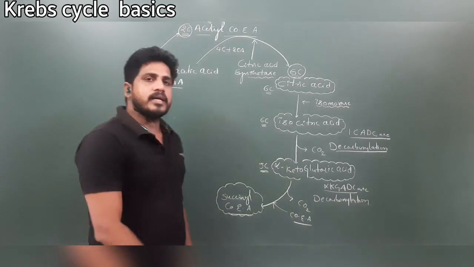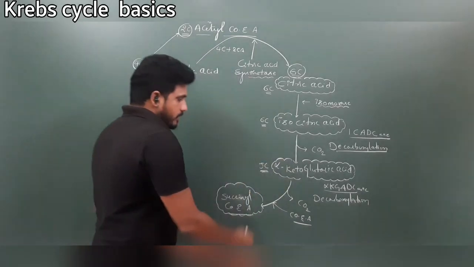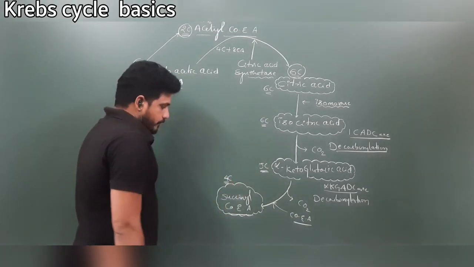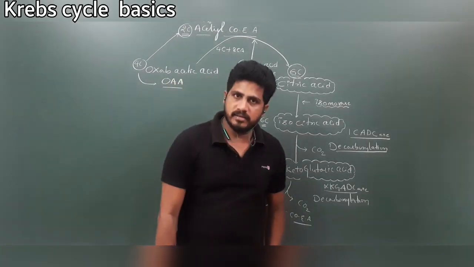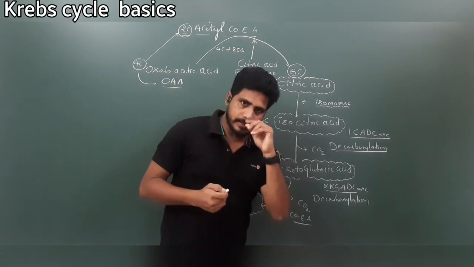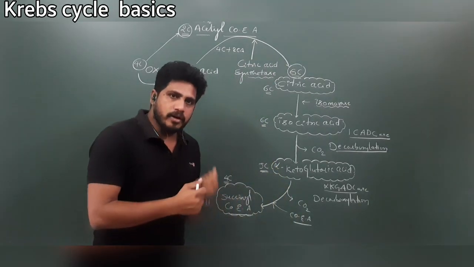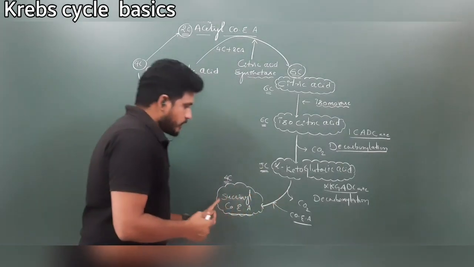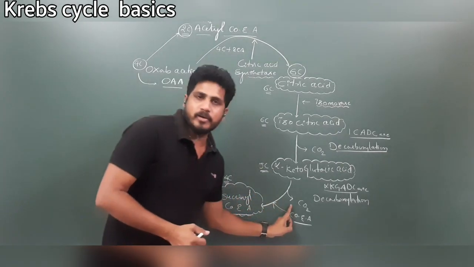Let me know what is the carbon number of succinyl coenzyme A. 5 minus 1. It is a 4 carbon component. First formed 4 carbon component means many 4 carbon components will be there. That's why I am asking you a question. The first formed 4 carbon component is succinyl coenzyme A. Succinyl coenzyme A is formed due to decarboxylation.